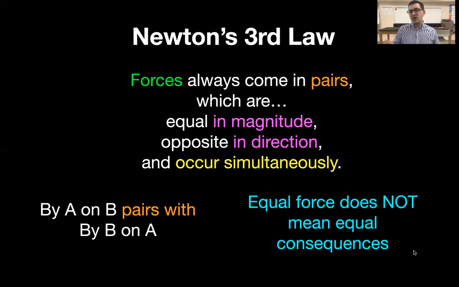And then we can talk a lot about those pairs and what they do and what they mean. For example, they are equal in magnitude, they are opposite in direction, they occur simultaneously, by A on B pairs with by B on A, and equal force does not always mean equal consequence. That is all important information that surrounds the big idea: forces always come in pairs.